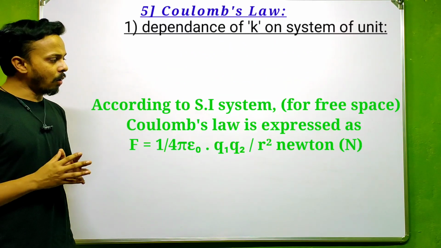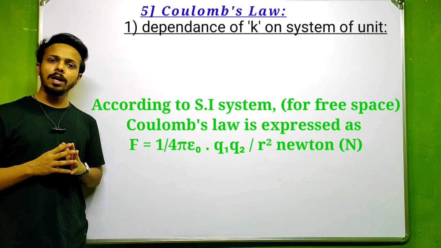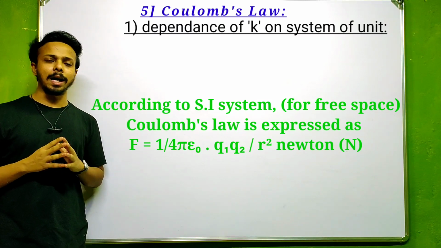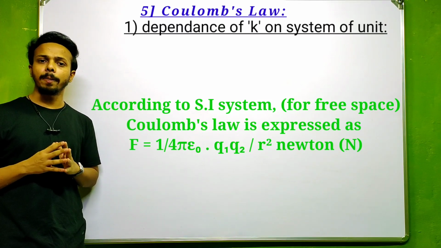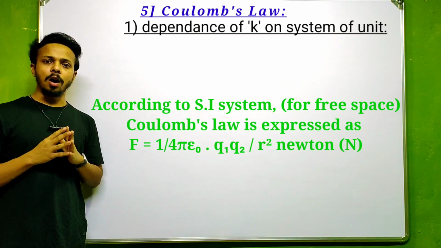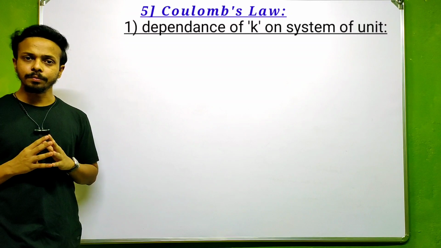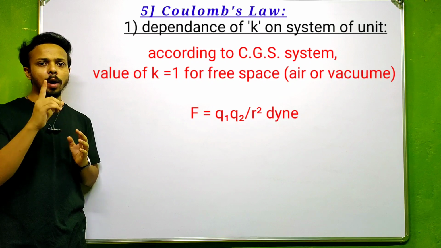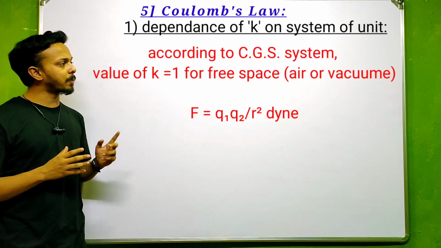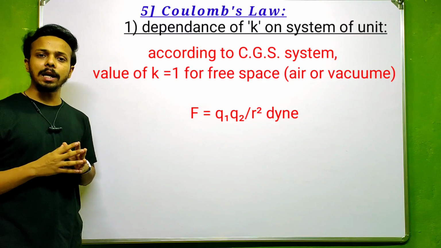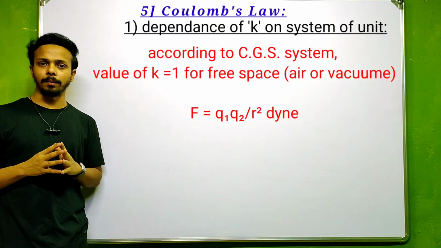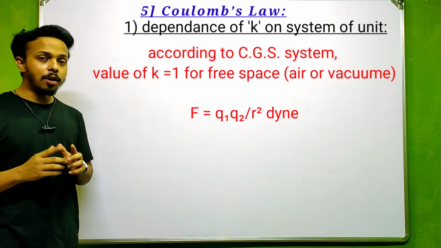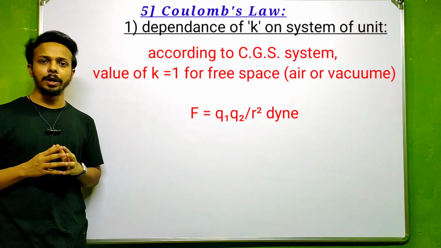Okay. Now according to the SI system, Coulomb's law is expressed as F is equal to 1 divided by 4 pi epsilon naught, Q1 Q2 by R square. So this is the expression for Coulomb's law according to the SI system. Now in the CGS system, the value of K for air or vacuum is 1. Therefore Coulomb's law is expressed as F is equal to Q1 Q2 by R square, as the value of K is 1. Okay, so this is how the value of K depends on the system of units used.